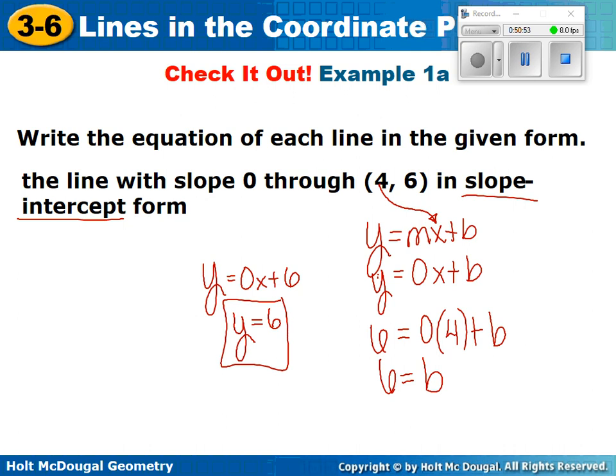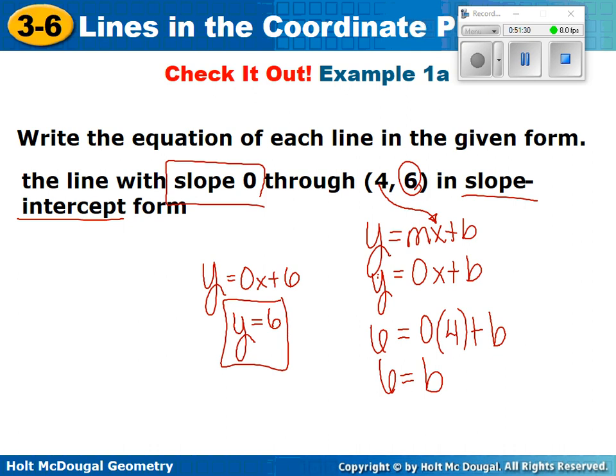And remember we said a few minutes ago that every horizontal line has a 0 slope. So this had a 0 slope, and the equation should be y equals the y value. So if it's passing through the point 4, 6, then it's passing through what y value? 6. So we could have looked at that and said, horizontal line has to be y equals, and the number it goes through on the y-axis is 6.